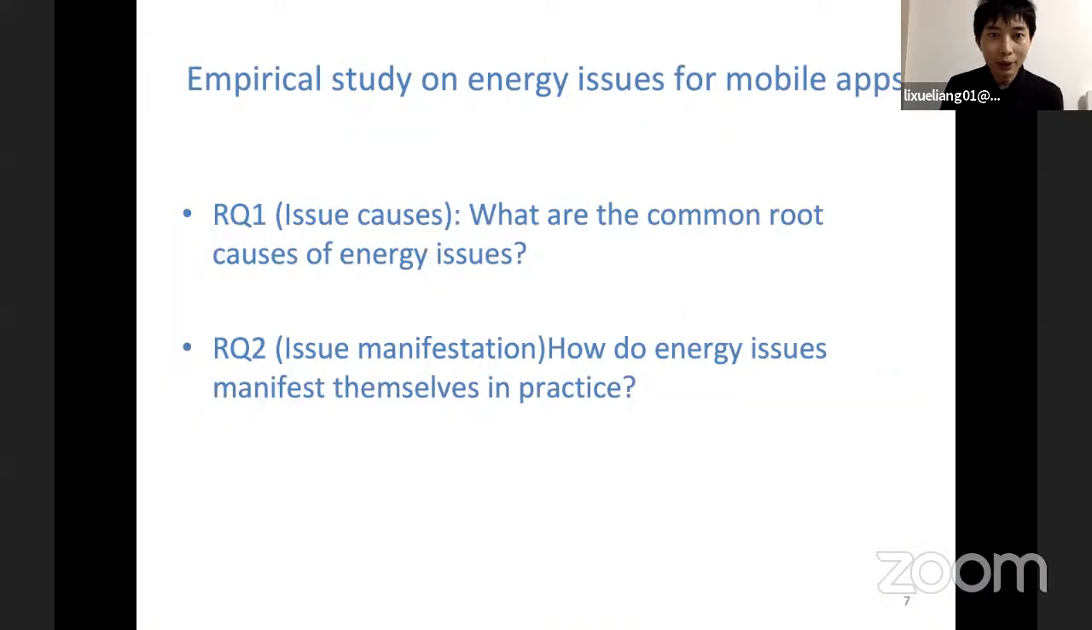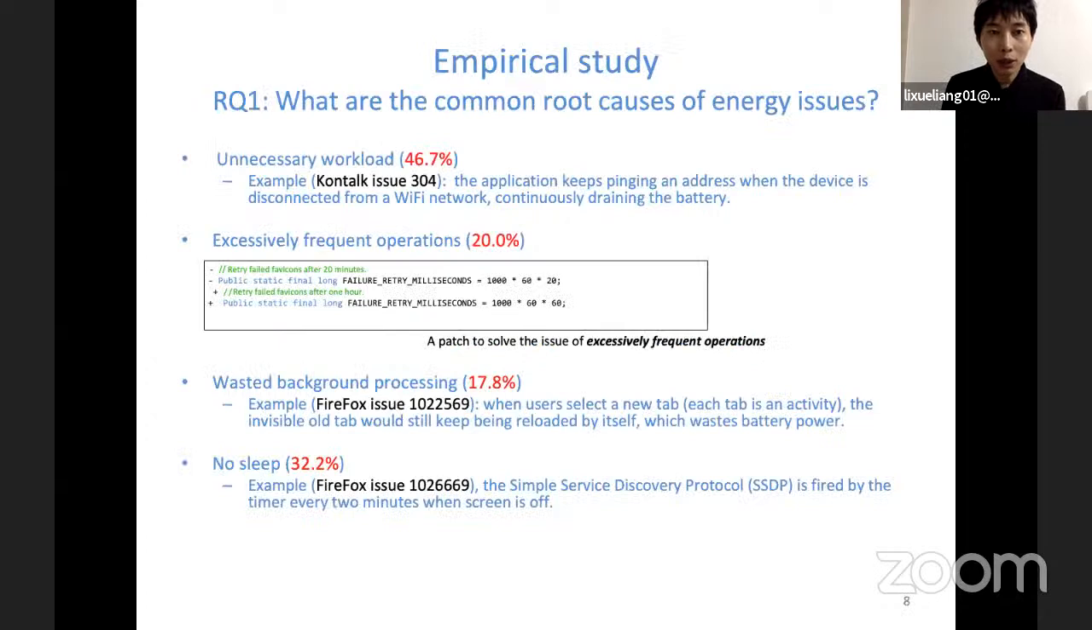By reading those 171 energy issue reports, we are trying to answer 2 research questions. The first one is, what are the common root causes of energy issues? And the second question is, how do energy issues manifest themselves in practice? That means, how are the energy issues being triggered in practice? For the first question, we found the major root cause is unnecessary workload. We also have excessively frequent operations and wasted background processing and no sleep.